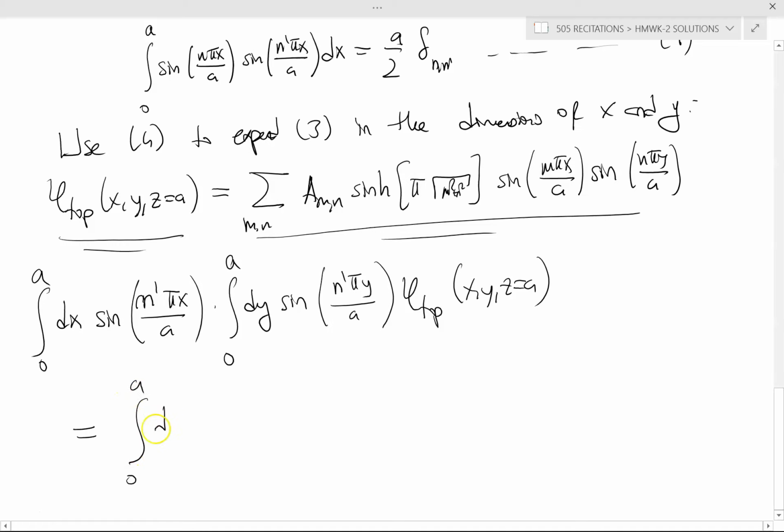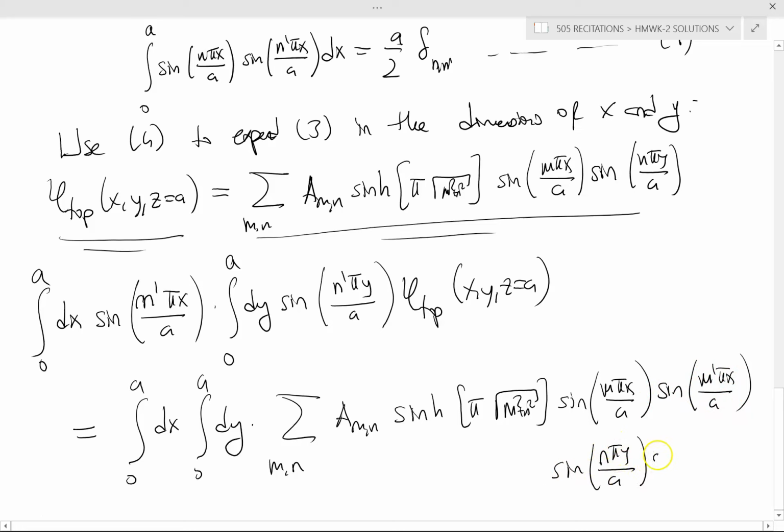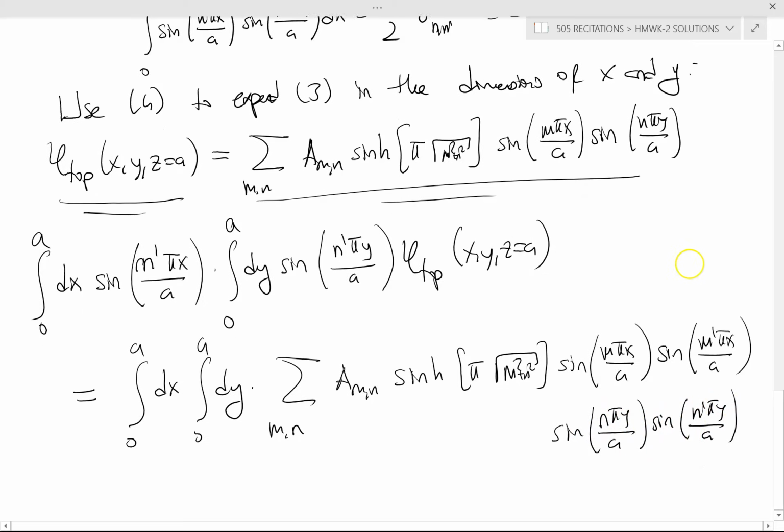Zero to a dx, 0 to a dy, right? Since p, this much, and then sine mpx over a, sine m prime p x over a, sine mp y divided by a, and sine m prime pi y divided by a.